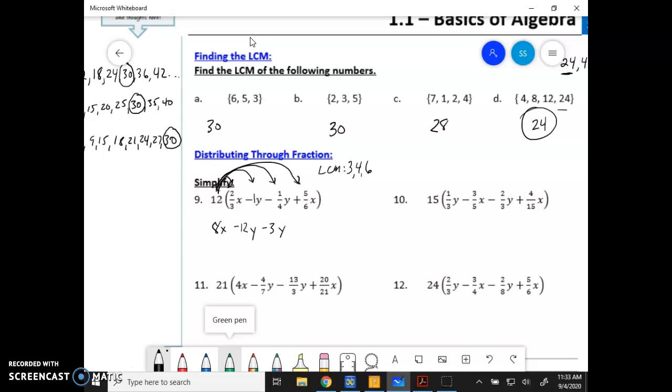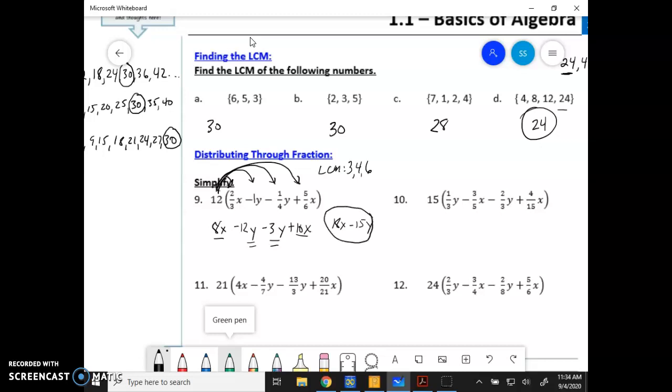12 times 5, that's 60, divided by 6, that's 10. All right, so let's combine our like terms. Looks like we've got our x's and our y's that we need to combine, so we're going to get 18x and -12y minus 3. We get -15y. All right, final answer.